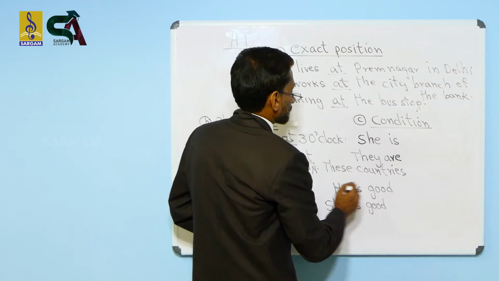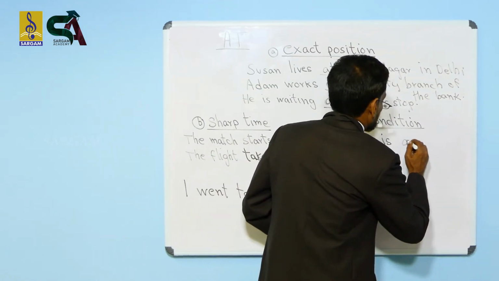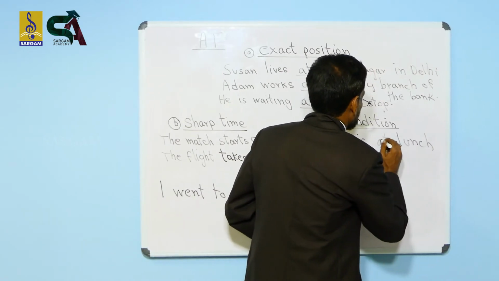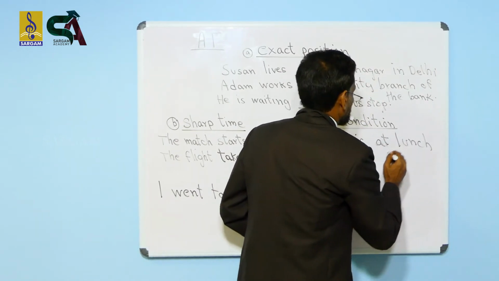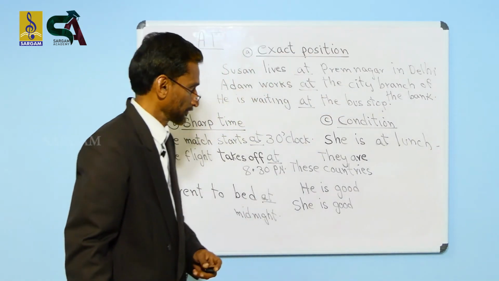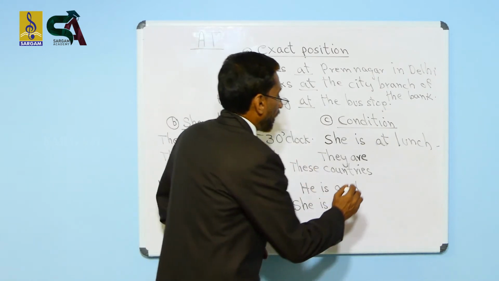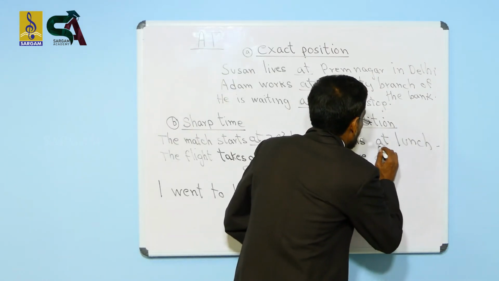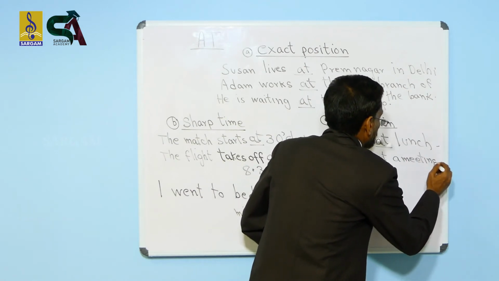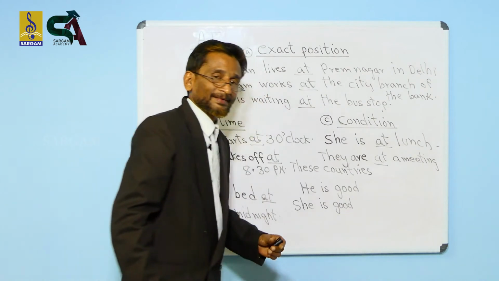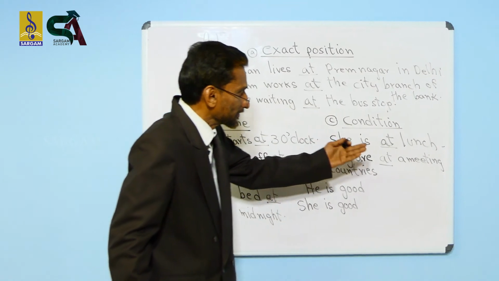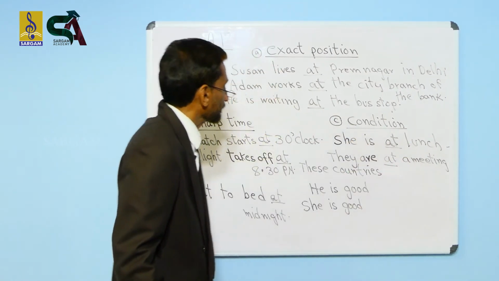She is at lunch. Where is she? I would like to meet her. She is at lunch. That means she is taking lunch. They are at a meeting. They are at a session. They are at a conference. So it shows condition. At a meeting.